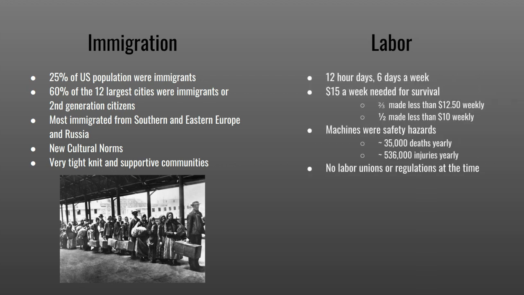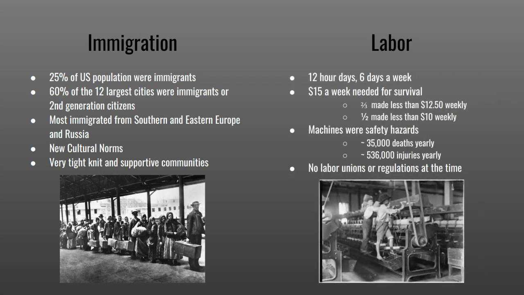Labor was very different from what we see today as well. It was very common to be working 72-hour work weeks and barely making enough to even survive. At the time, you only needed $15 a week just to get by, and the majority of people weren't even making that. Not only that, but regulations and labor unions were not a thing at this time, so it was very common to see children working in these dangerous conditions that ended up killing and injuring over 500,000 people every year.